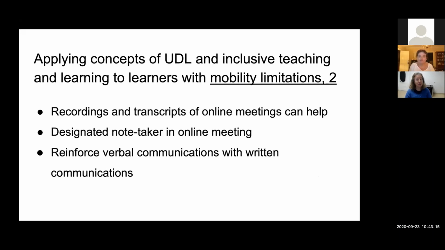So some other things that we can do, the second slide is about mobility limitations as well. So some other strategies we can use are, again, recordings and transcripts of online meetings can help, because then instead of having to note take, which can be laborious, and if they're slow, they may not hear the next thing because they're still trying to think of how to write the previous information, it can be helpful for students with mobility limitations.